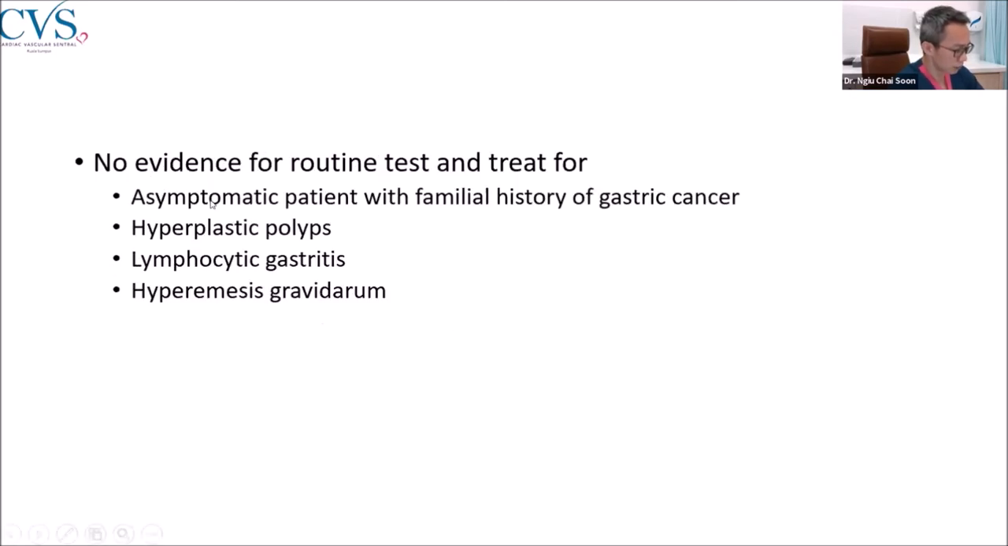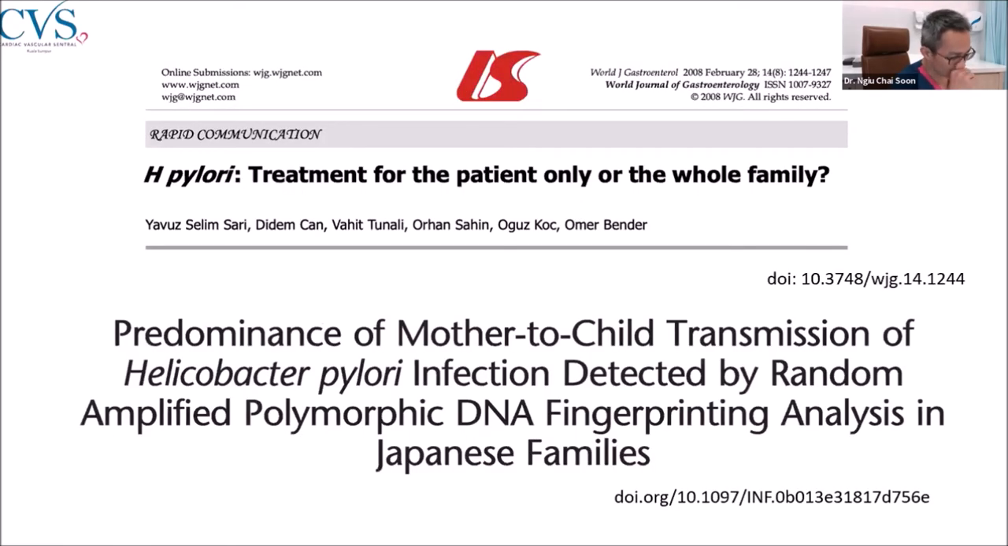In terms of testing for Helicobacter, there is no evidence for routine test-and-treat in asymptomatic patients with a family history of gastric cancer, or any patient with hyperplastic polyps or lymphocytic gastritis, or patients with hyperemesis gravidarum.